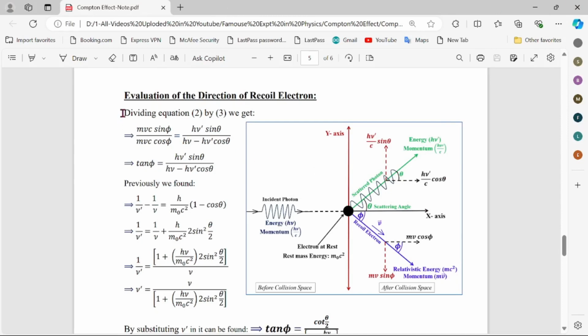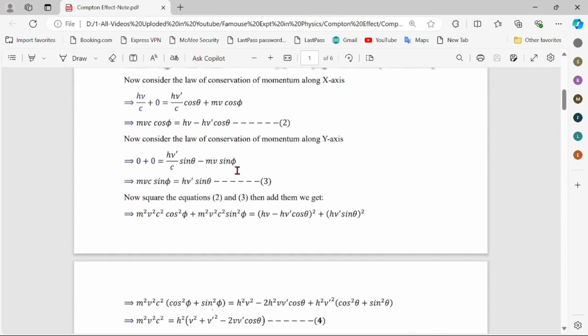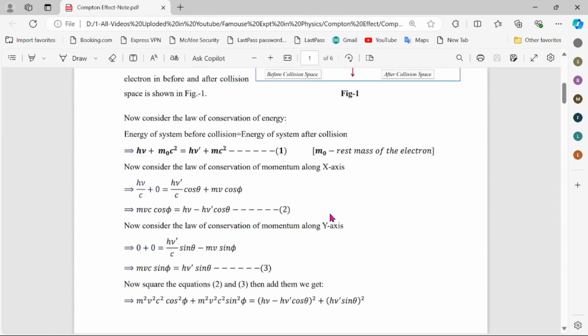So here we are going to use equation number 2 and 3 to find out the direction of recoil electron. So what are equation number 2 and 3 here? Equation number 2 is this one: mvc cos phi equals h mu minus h mu dash cos theta. And equation number 3 is this one: mvc sin phi equals h mu dash sin theta.